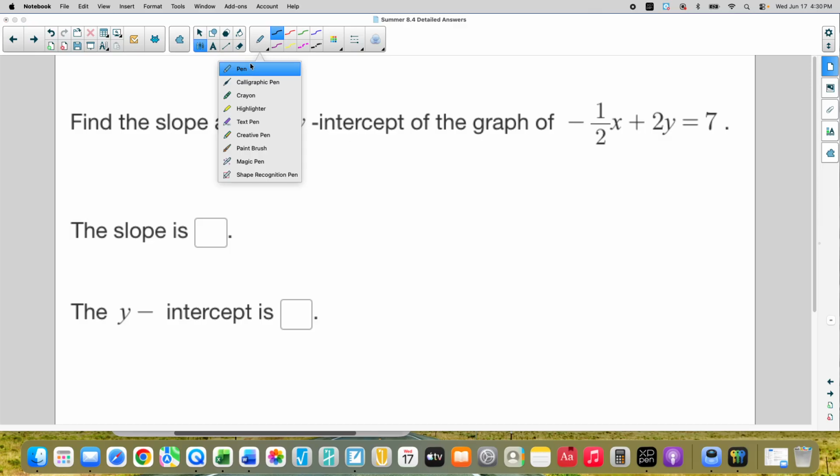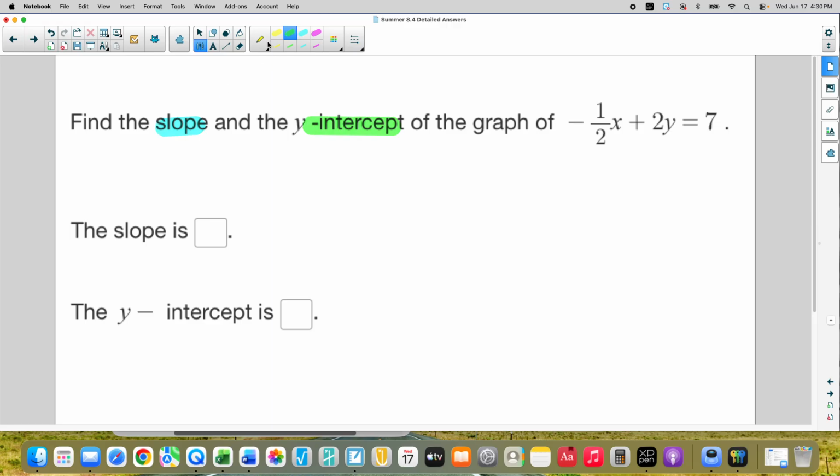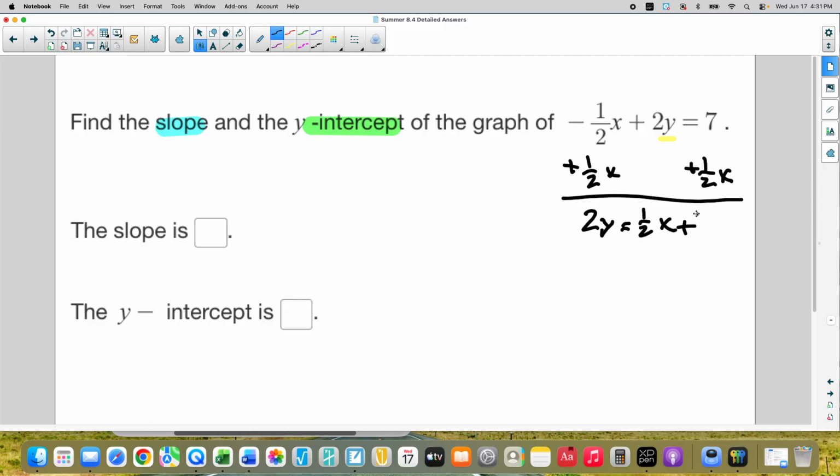But we want to, again, find the slope and the y-intercept. So we're going to solve for y. So we're going to get rid of things being added and subtracted first. So we have a -1/2 x. I'm going to add 1/2 x to both sides. That cancels, leaving me with 2y equals 1/2 x plus 7.